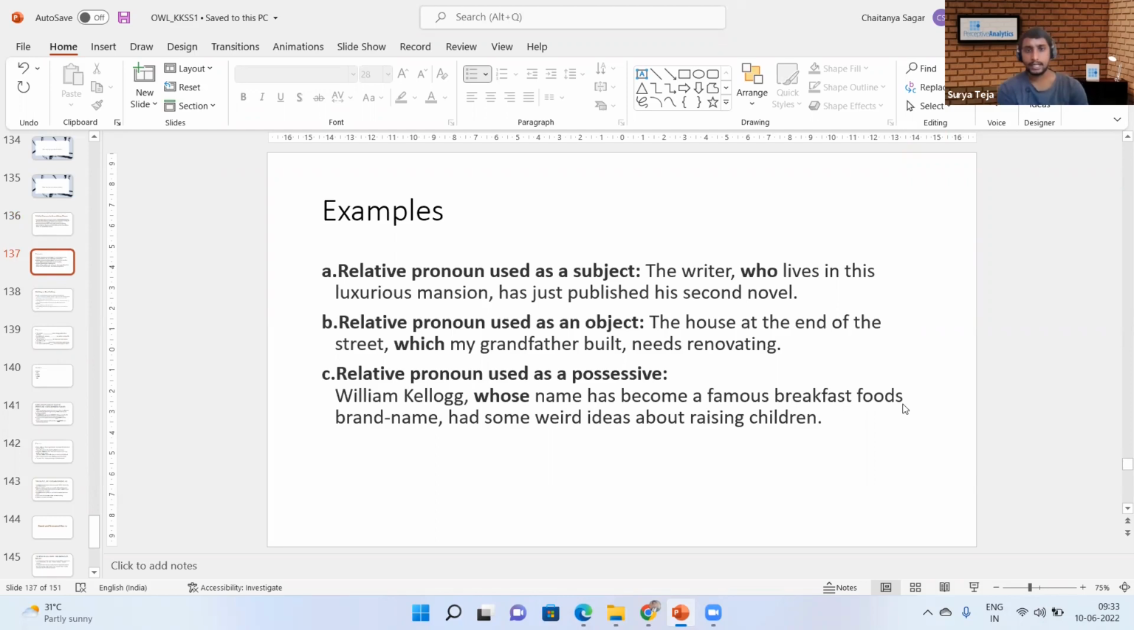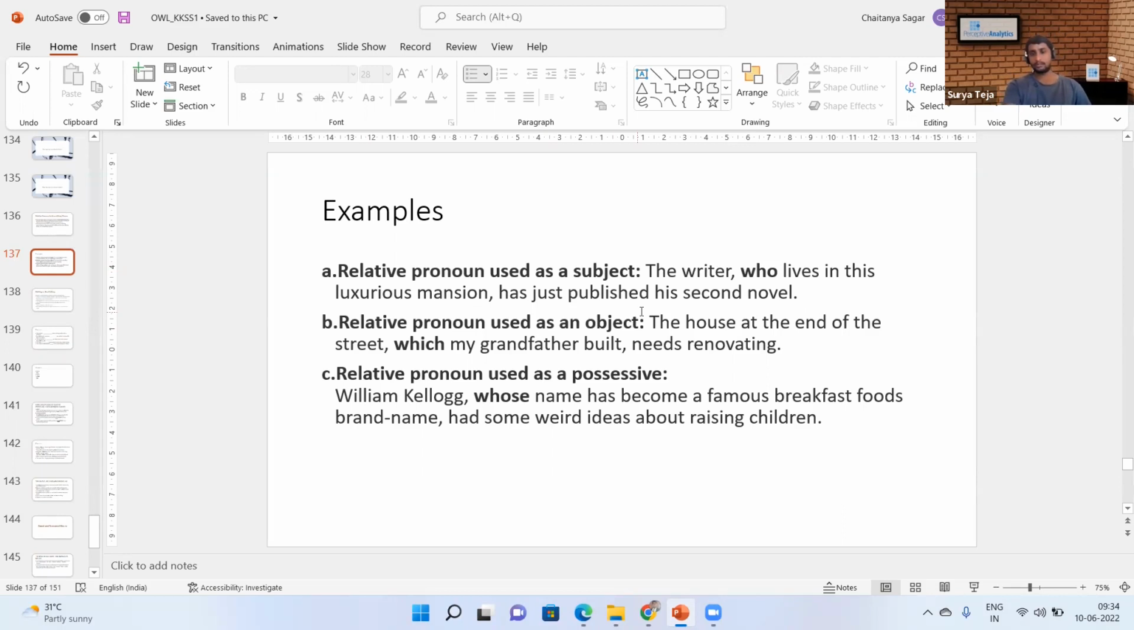If you see here, relative pronoun used as a subject: the writer who lives in this luxury mansion has just published his second novel. Here, who lives is a verb. Who lives? The writer. This verb is talking about the subject, the writer, so the writer becomes the subject, and who is the relative pronoun. The appropriate relative pronoun here is who: the writer who lives in this luxury mansion has just published his second novel. Even if you remove the information who lives in the luxury mansion, it still does not alter the meaning of the sentence. So those are non-essential items.